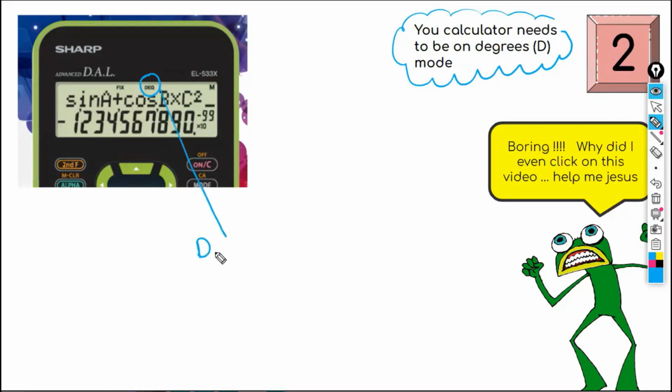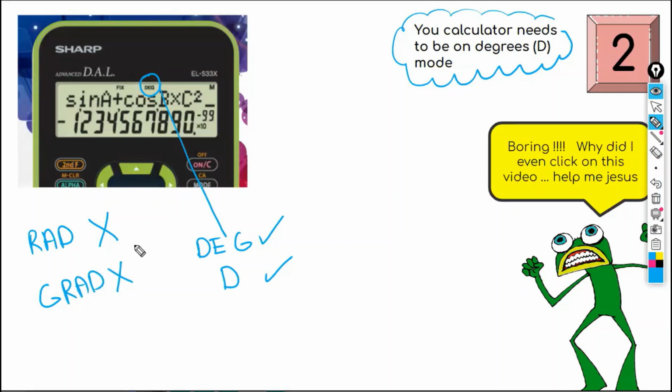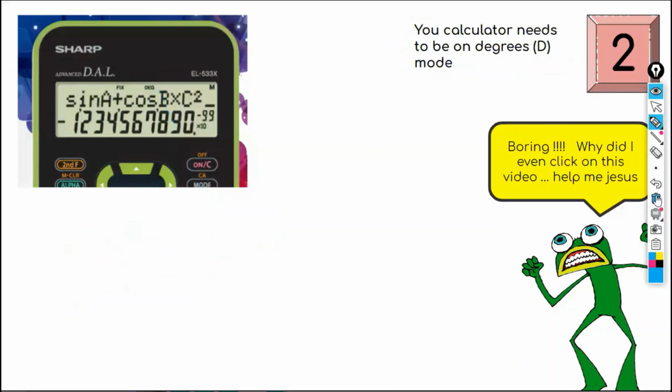Some calculators will have DEG, and some of them will just have the letter D. But please make sure you're seeing one of these on top. If you are seeing RAD, that is the wrong mode. If you're seeing GRAD, that's the wrong mode. Make sure for the exam, figure out how to change it to degrees, right? Not going to spend too much time on that one, okay? So let's move on to the next one.